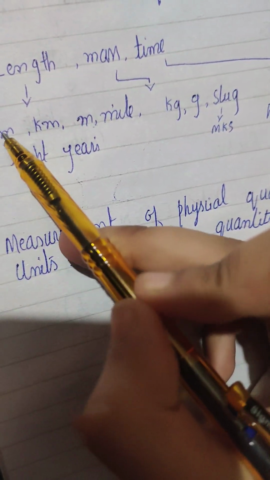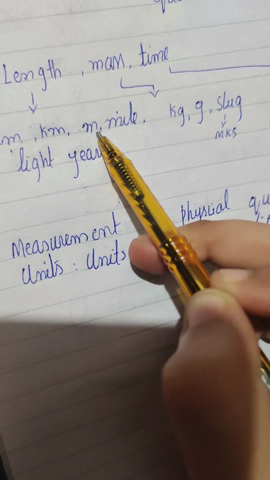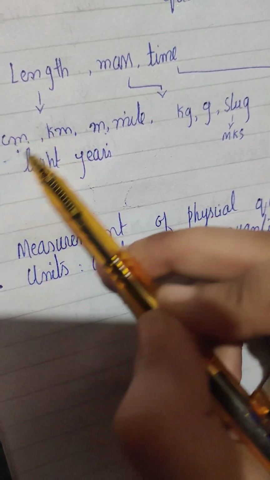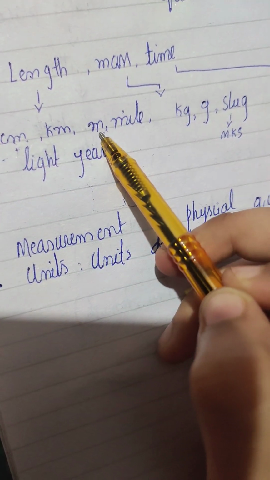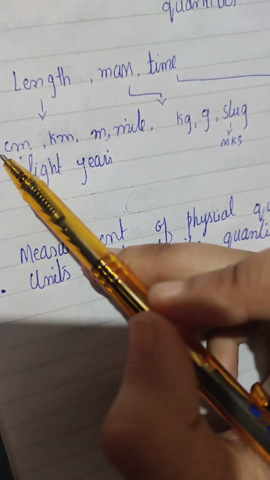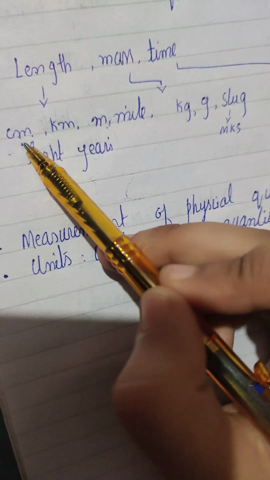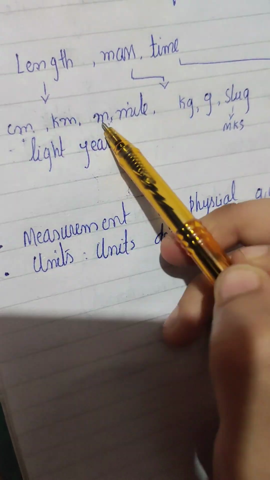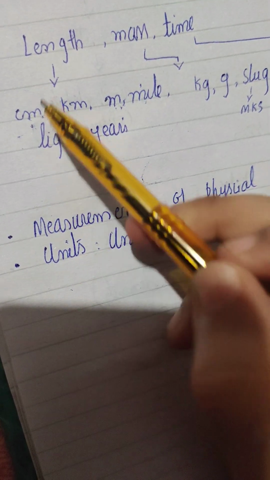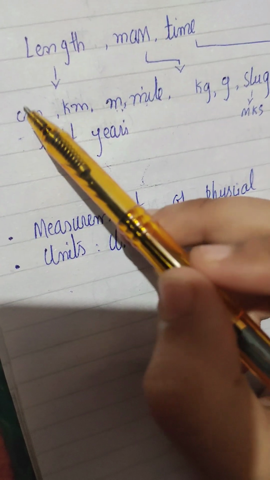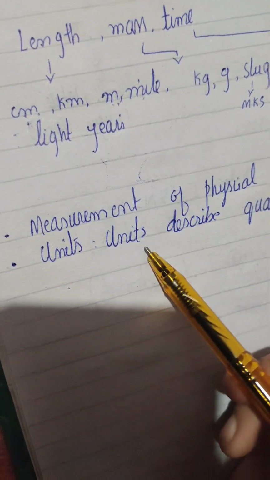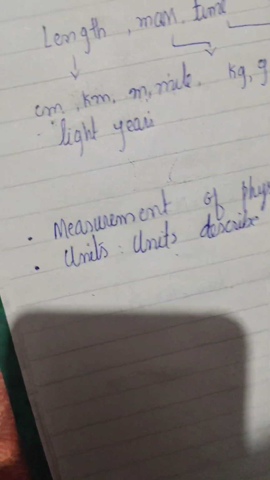For example, centimeter and meter. So we have centimeter in a less amount, and meter in more amount. So we have the difference, quantity difference. So these two are the units that describe the quantities. So units are basically that describe the quantity.